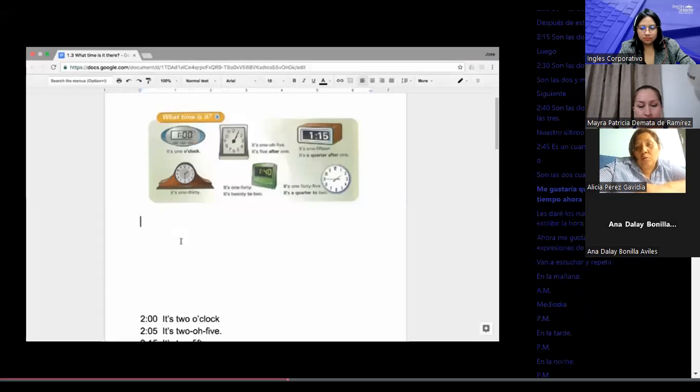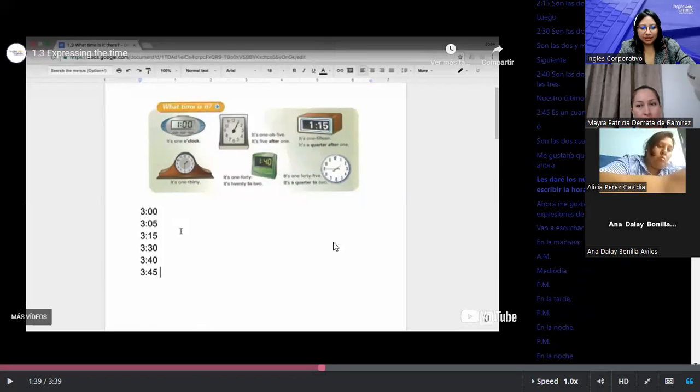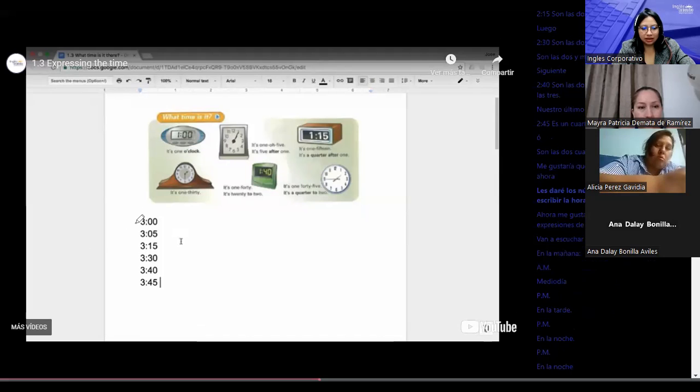I would like for you to express the time now. I will give you the numbers and you should write the time. Okay, so let's do this right now. We have an exercise right here and I want you to help me out. Quiero que me ayuden y empezamos con Mayra. Me aparece Mayra por ahí.